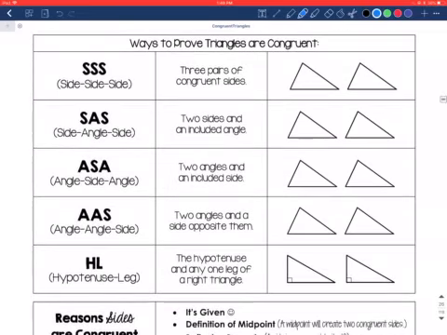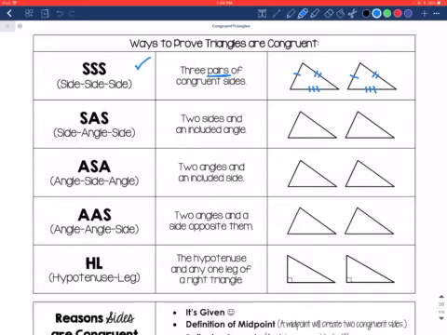So there's these 5 postulates. I'll stop talking and get right to them. So side, side, side. If you have 3 pairs of congruent sides, so pairs meaning there's 1 pair of congruent sides, there's 2 pairs of congruent sides, and there is 3, then we can prove that those 2 triangles are congruent. They will always be congruent if you have 3 pairs of congruent sides.